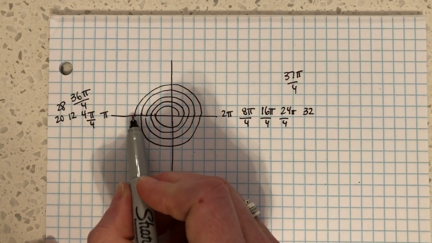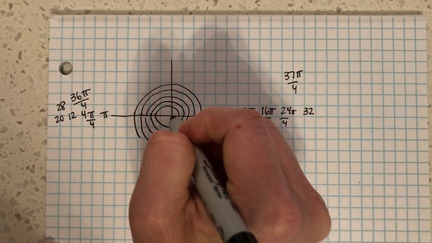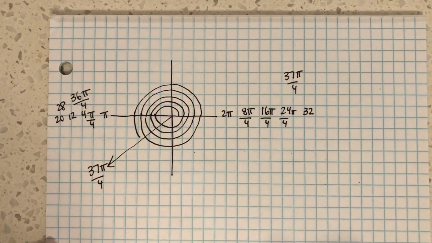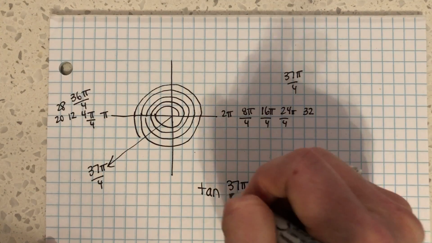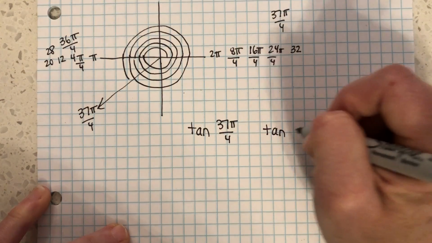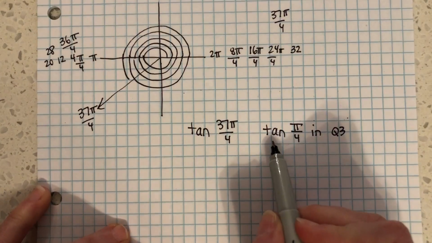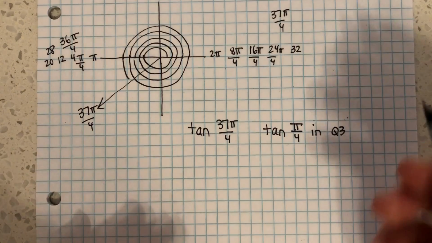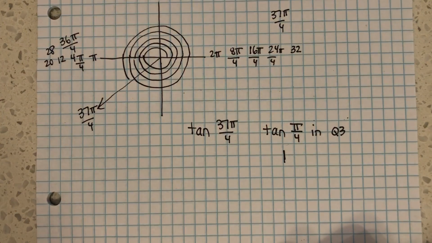36 pi over 4 lands right there, which means my 37th is going to be in this quadrant. So that is 37 pi over 4. When you take the tangent of 37 pi over 4, that's the same thing as taking the tangent of a pi over 4 that landed in quadrant 3. Well, what is the tangent of a 45-degree angle? That's 1. Use your right triangles or your unit circle. The tangent of a 45-degree angle is 1.